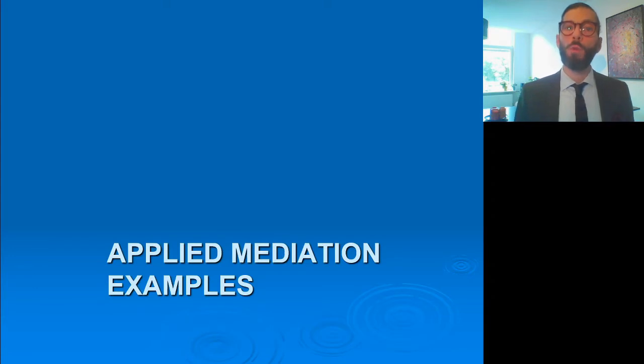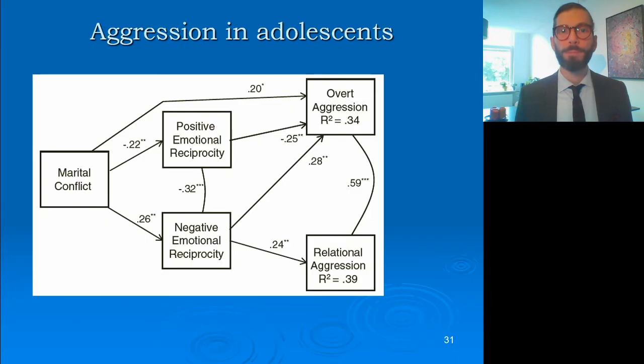Now let's look at a few applied mediation examples, and for this I just took images from published papers. Here is a path diagram for a paper that investigated aggression in adolescents. We have two dependent variables, overt aggression and relational aggression. The research question is whether marital conflicts, or conflict between the parents, has an effect on adolescents' overt and relational aggression. And the authors hypothesized that such an effect would be partially mediated by positive and negative emotional reciprocity.